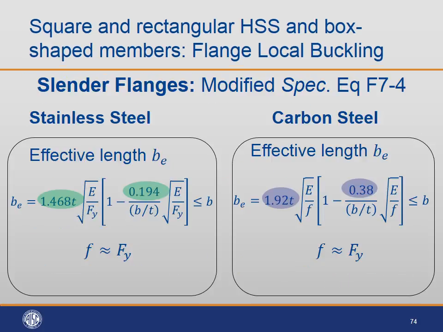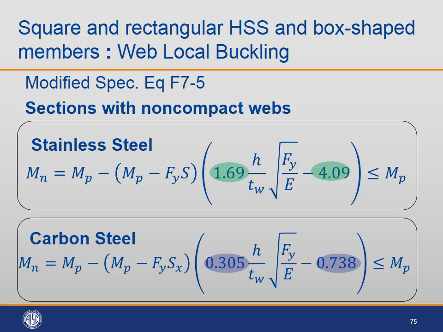Secondly, this modification is required to equation F7-4. And finally, a modification to equation F7-5, which is the web local buckling expression for the square and rectangular hollow structural sections.